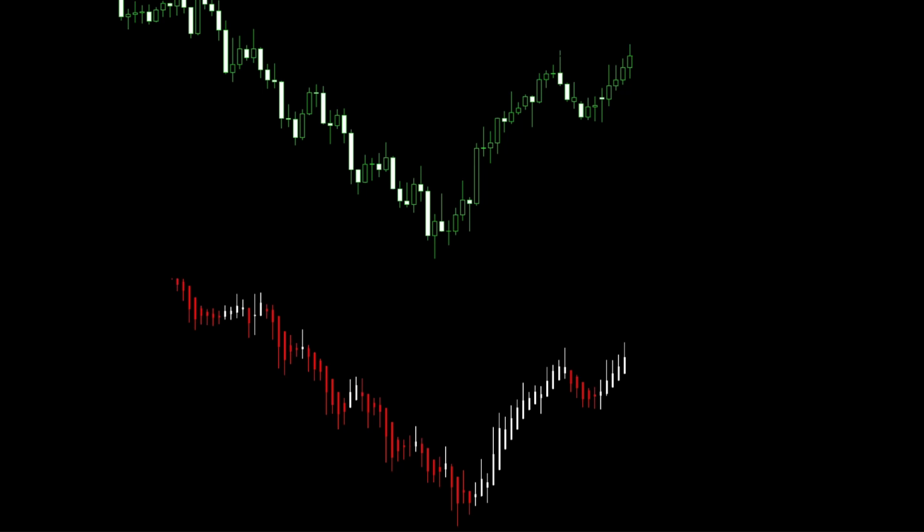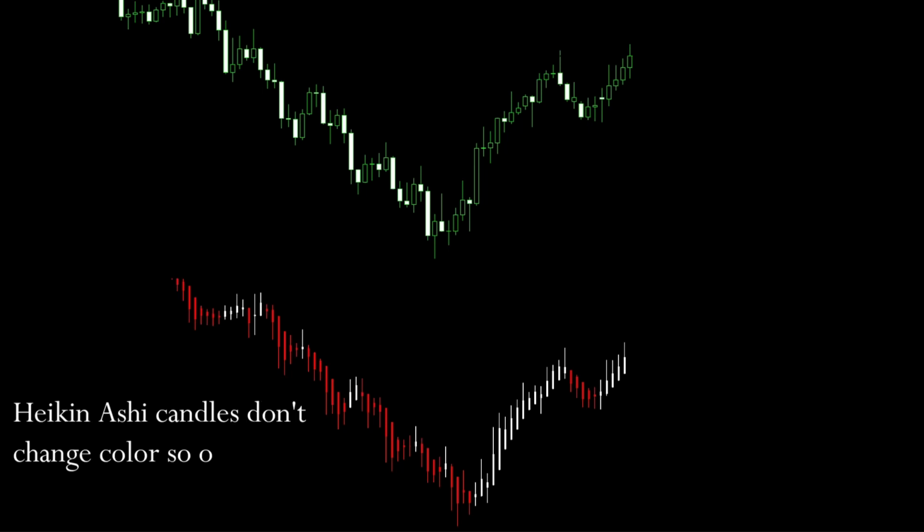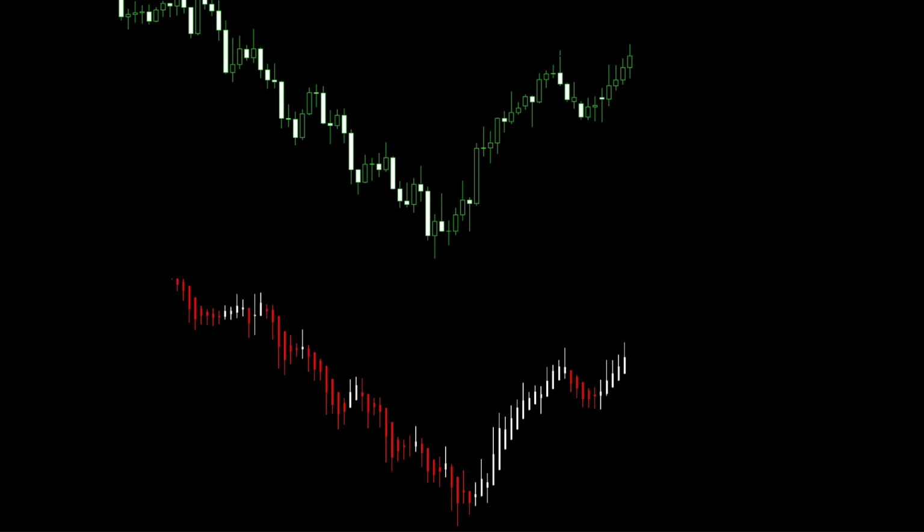The chart on the top is the traditional Japanese candlestick chart, and the chart on the bottom is the Heikin Ashi chart. As you can see, candles on traditional Japanese candlestick charts frequently change from green to red, up or down, black or white, which can make them difficult to interpret. On the other hand, candles on the Heikin Ashi chart display more consecutive same-color candles, helping traders to identify past price movements easily.